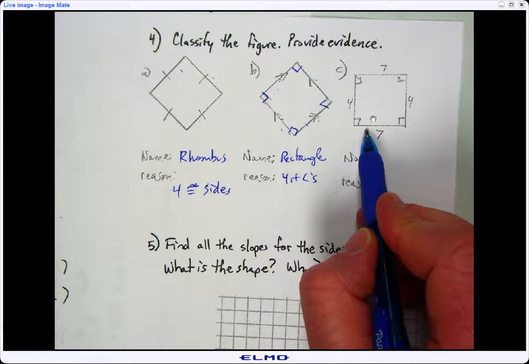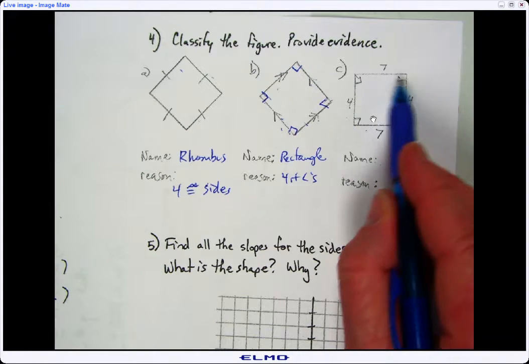Go to the next one. I think it's a square. Then I look. Can't be. The sides are not congruent, but I do have 4 right angles. Rectangle.